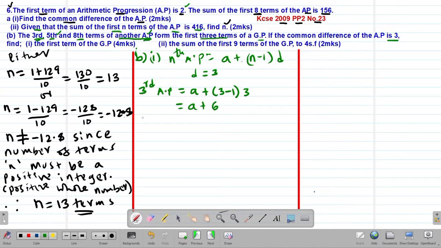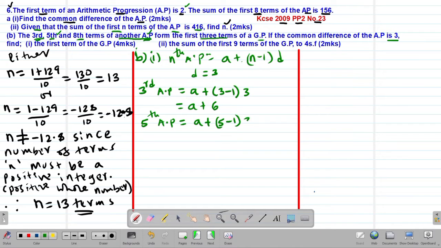Then the fifth term of this particular AP will be given by A plus our fifth term, which will be given by 5 minus 1 multiplied by D.